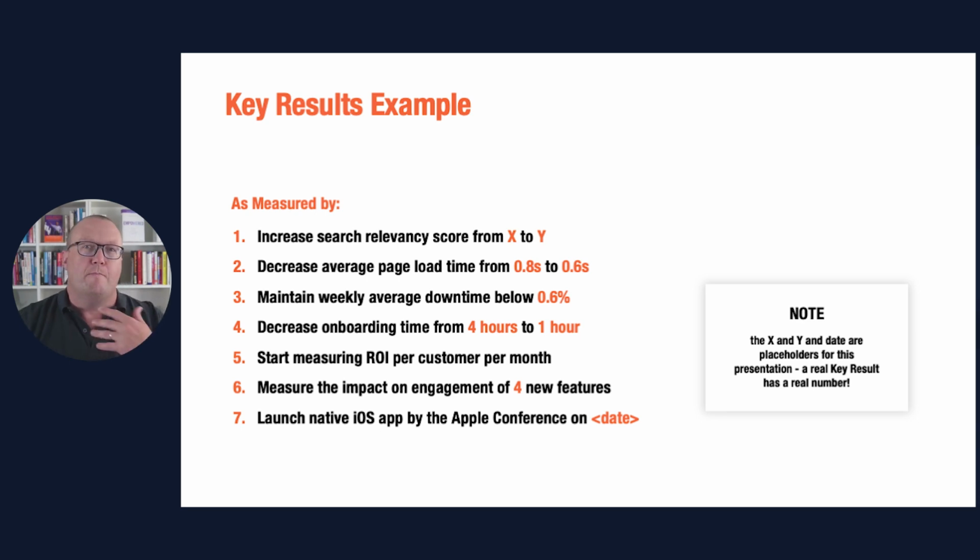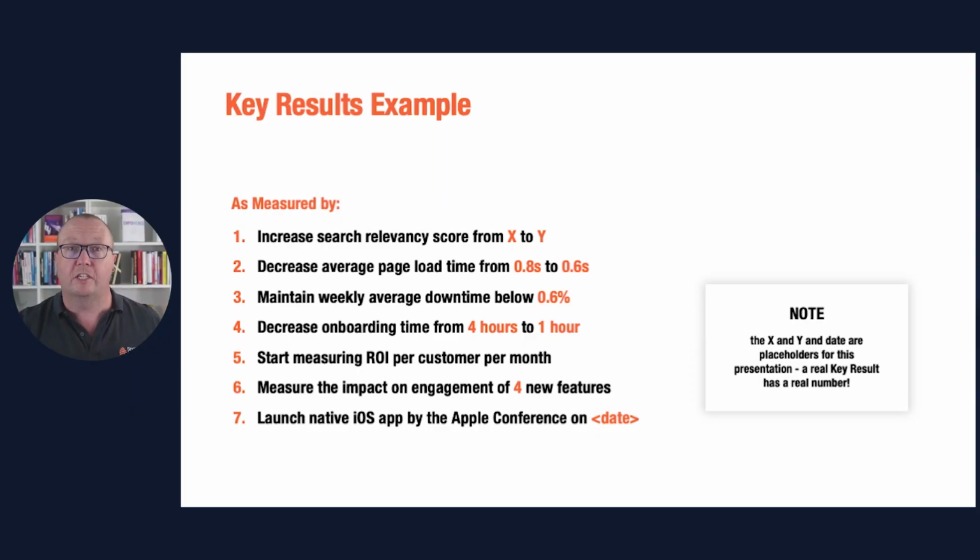Number 3, maintain a weekly average downtime below 0.6%. This is a quality control key result. And on its own, it's kind of a little bit worthless because what would you do in relation to this? Generally, you just use a metric to track key numbers like this and respond to those metrics. But when you combine it with other key results, such as the ones above, this becomes really worthwhile.